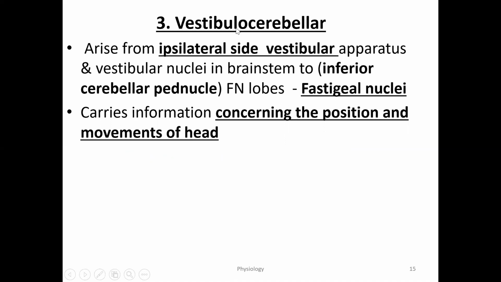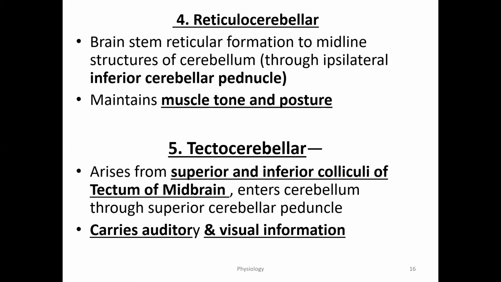Then vestibulocerebellar, as the name itself says, receives signals from the vestibular group of nuclei, and they enter the cerebellum via the inferior cerebellar peduncle and enter into the fastigial group of nuclei. And this is concerned with the position and movements of the body, that is, maintaining the balance.